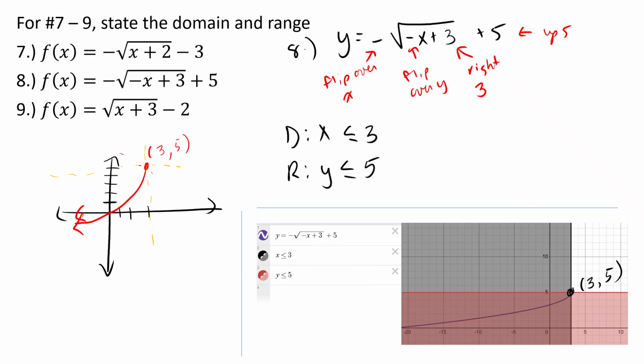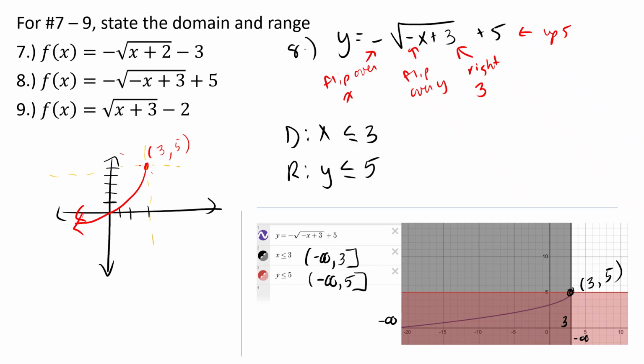So again, if you're doing this using interval notation, you've got negative infinity and you're stopping here at the 3. So that's negative infinity to positive 3. And your y is starting down at negative infinity and stopping when you get to the 5.